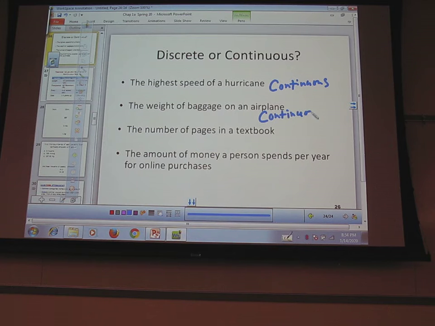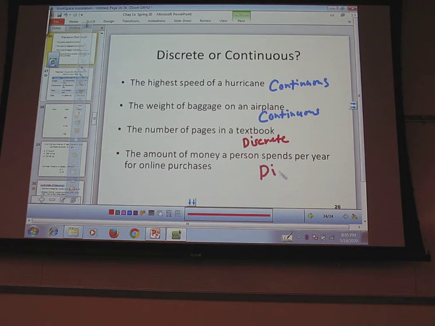We'll talk about that a little more in a minute. How about number of pages in a textbook? Do you measure pages or do you count pages? Count. So is that discrete or continuous? Discrete. How about money, the amount of money a person spends? Do you count money or do you measure money? Count money. So is that discrete or continuous?